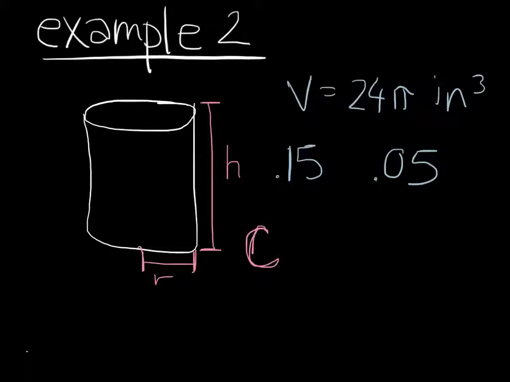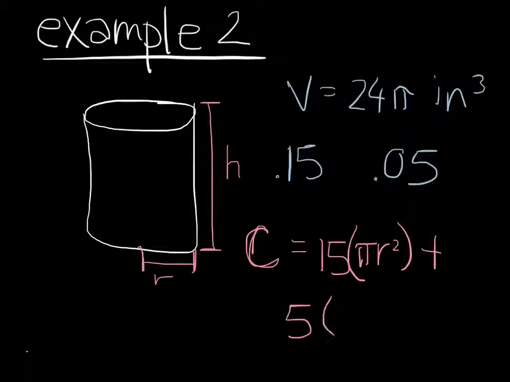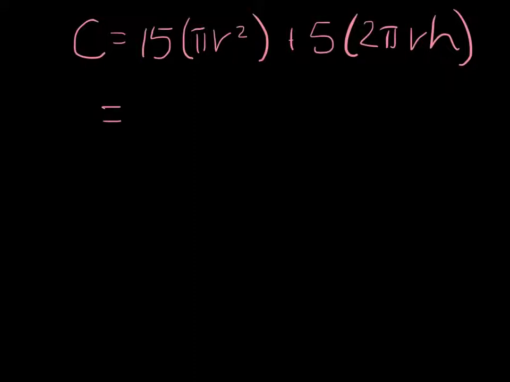Since the cost per square inch for the base and the curved part are respectively different, we have, in terms of cents, the cost of the container is 15 times the area of the base, which is pi r squared, plus 5 times the area of the curved part, which is 2 pi r h. We can simplify this to find that the cost is 5 pi times 3r squared plus 2rh.